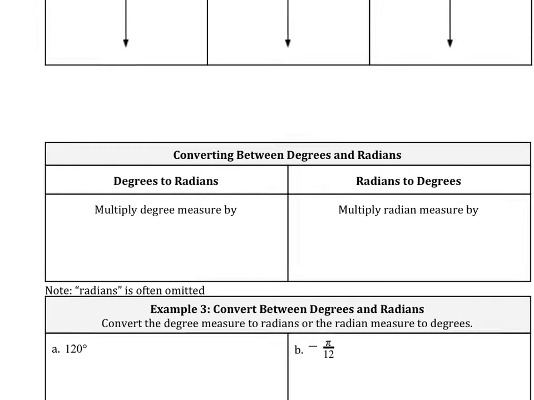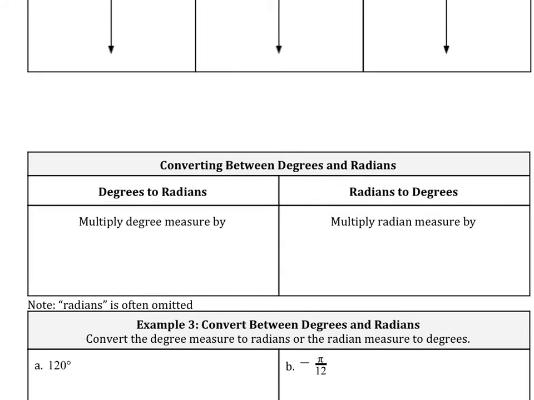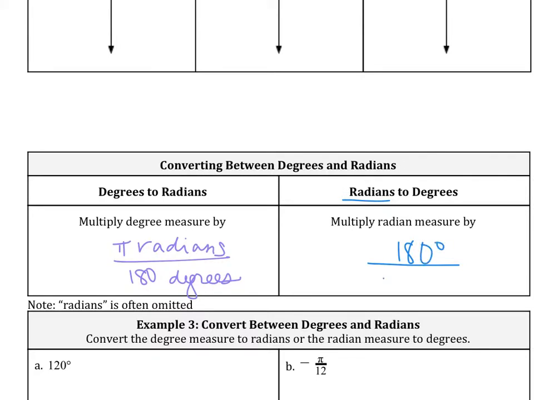Now we're going to look at converting between degrees and radians. If we start with degrees and want to go to radians, we multiply the degree measure by pi radians over 180 degrees. Then to convert from radians to degrees, you use 180 degrees over pi radians, just the reciprocal.